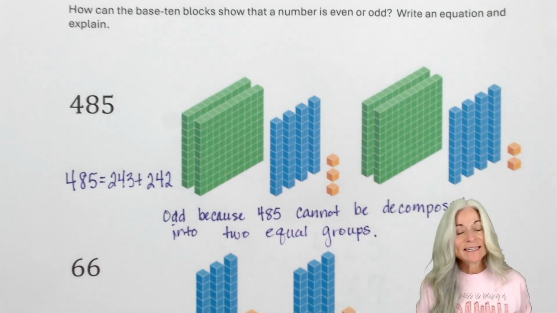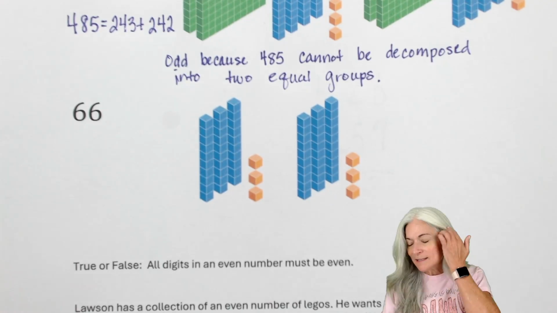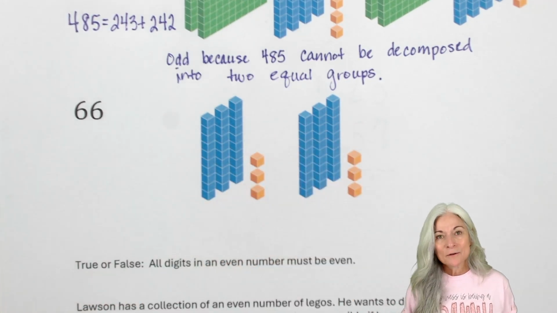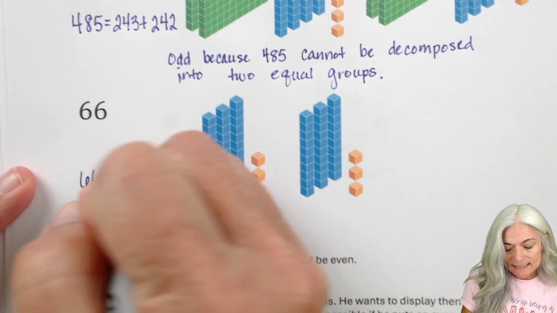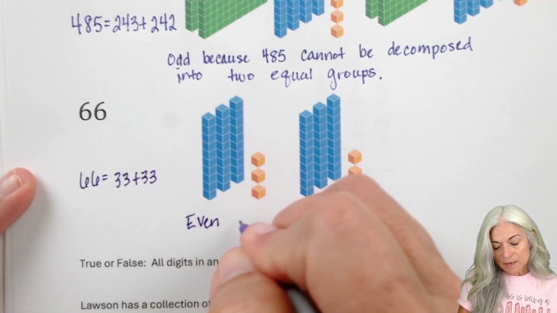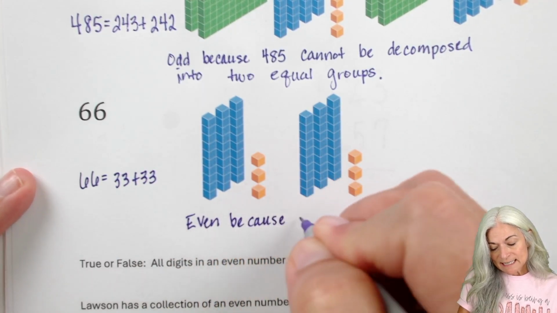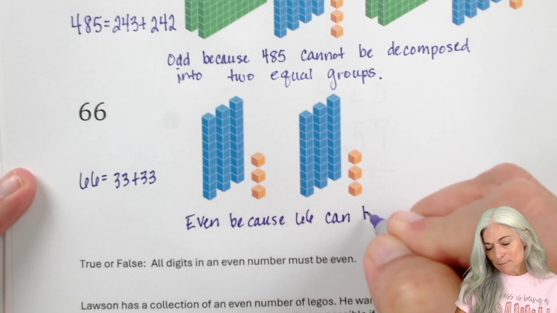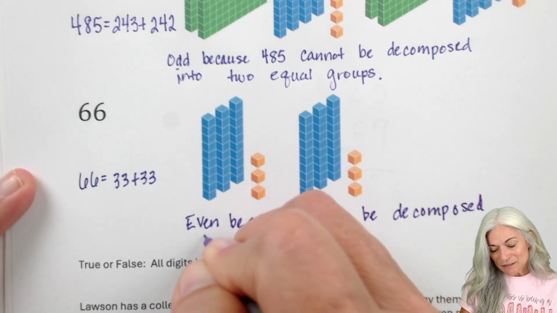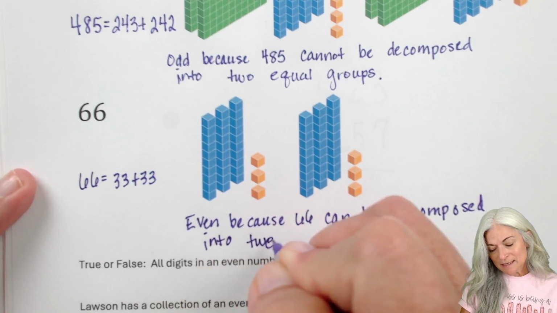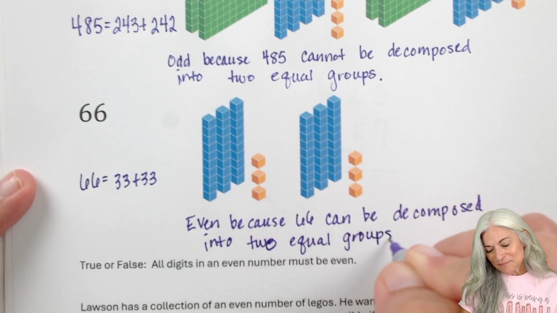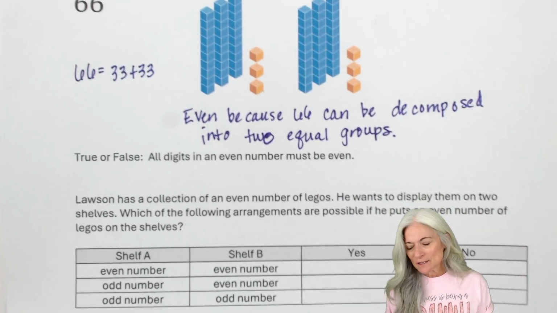Now, how about 66? Well, 66, they've got this decomposed into 33 and 33, two equal groups. So we could write the equation 66 is equal to 33 plus 33, and we can say this is even because 66 can be decomposed into two equal groups.